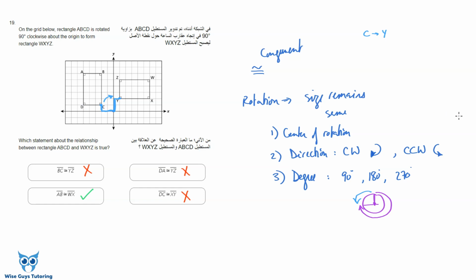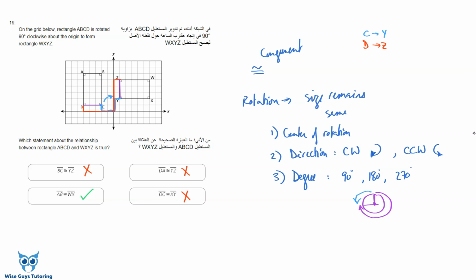So let's do D. I'll make it red. From the center of rotation to here, that's 1, 2, 3, 4, 5 units, and there's 1 unit up. Now this horizontal line becomes vertical by 5 units. So 1, 2, 3, 4, 5. And this vertical 1 unit line will be 1 unit to the right. So D is Z. So now I'm able to tell that this side CD is the same one as YZ. See? We can do the same thing for A, so let's find A.